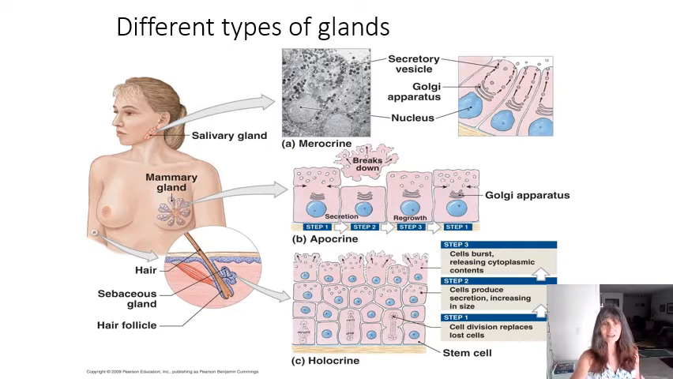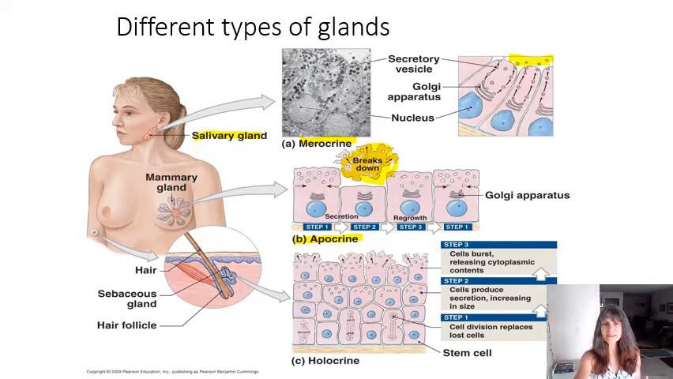When we look at salivary glands, we can see that salivary glands, which are referred to as merocrine glands, merely secrete their product onto the apical surface of the cells. Mammary glands are a good example of apocrine glands because when mammary glands secrete their product, it's not just the product that gets released, the apical surface of the cell is released with the product, hence the term apocrine.